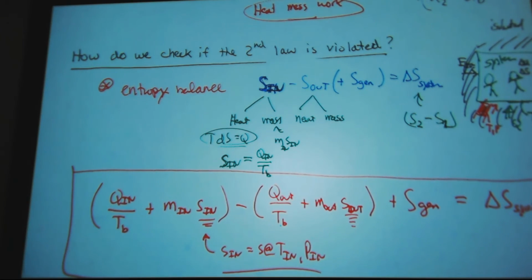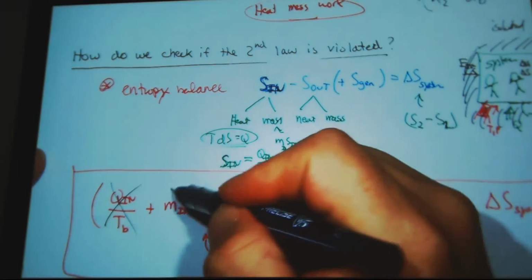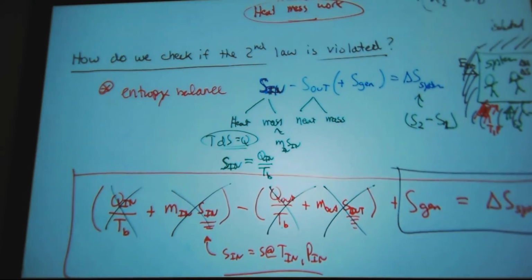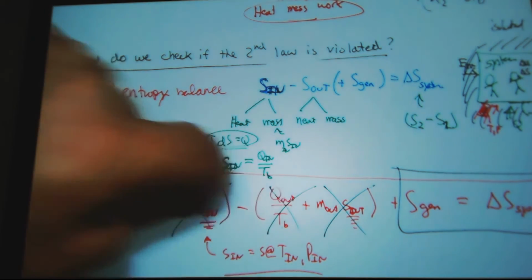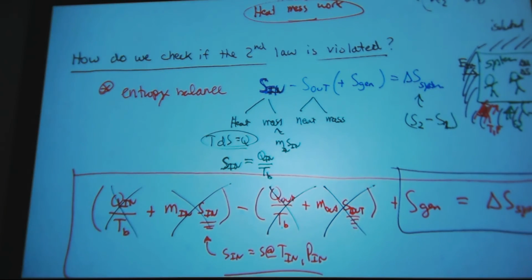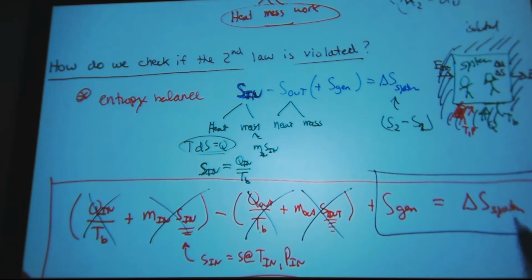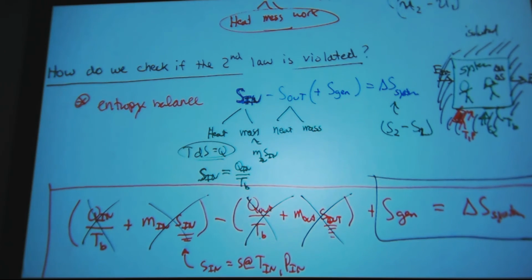So what can I do to this energy balance or entropy balance expression? You can cross out the heat and the mass in and out. So all you have is... No, I don't have entropy in. There's no heat in, there's no heat out, there's no mass in, there's no mass out. All I have is this expression right here. So the change in entropy in my isolated system has to equal the entropy generated.